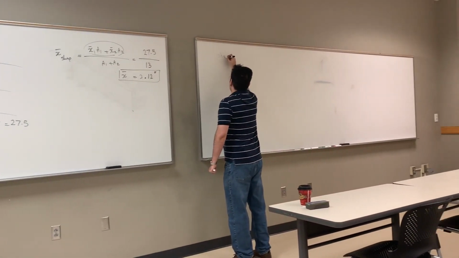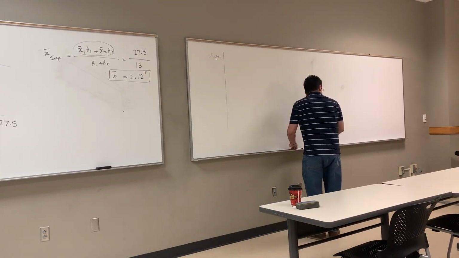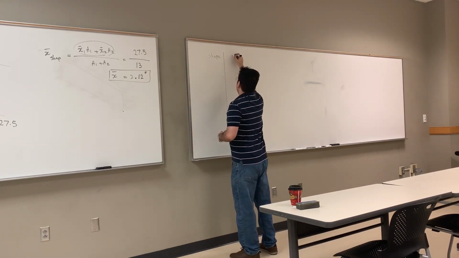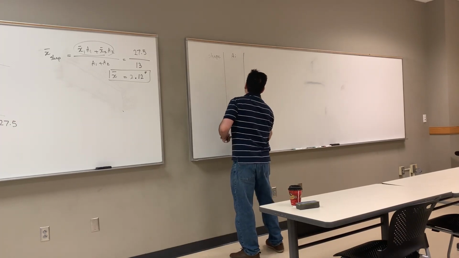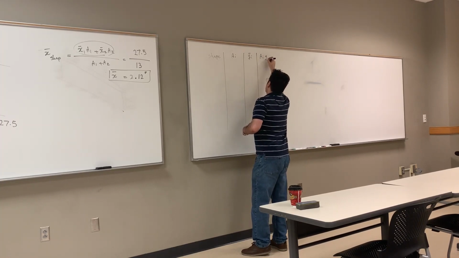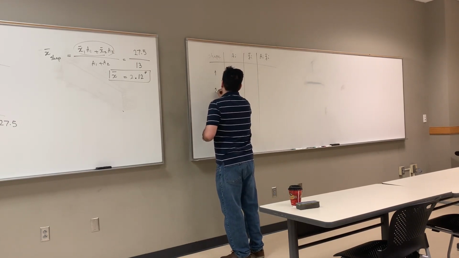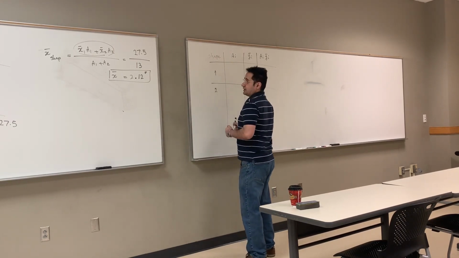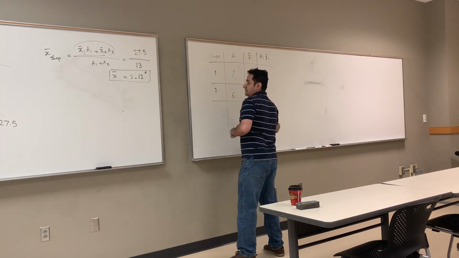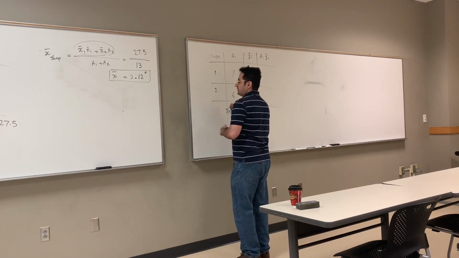So again, shape, Ai, y bar i, and finally Ai y bar i. 1, 2. Again, A1, 7 is exactly the same column. 7, 6. Sum area is 13. It's the same column now.